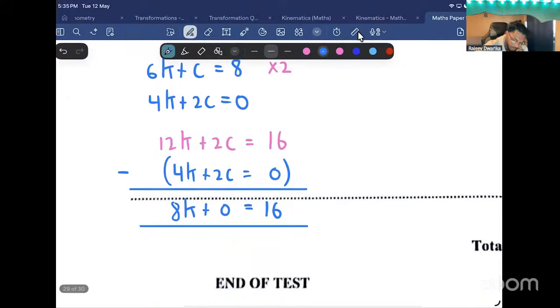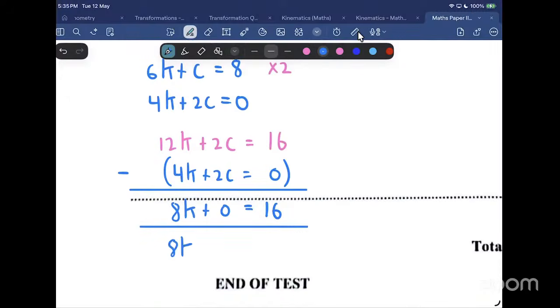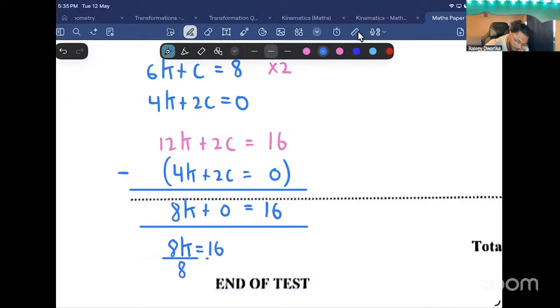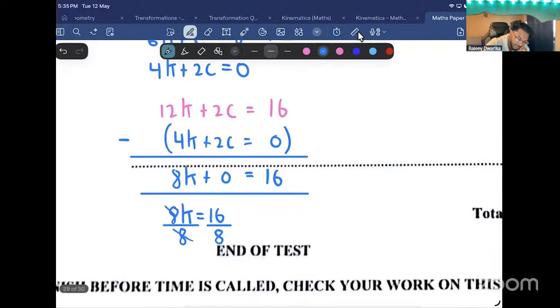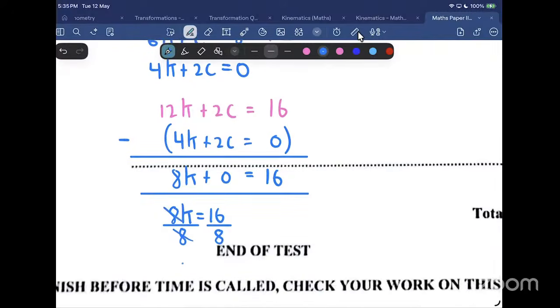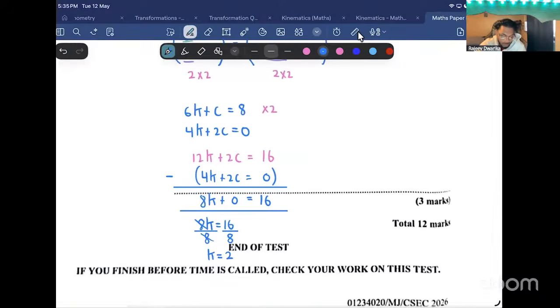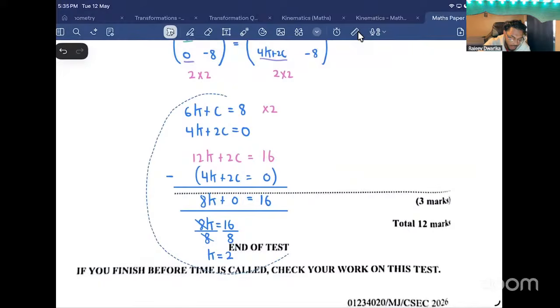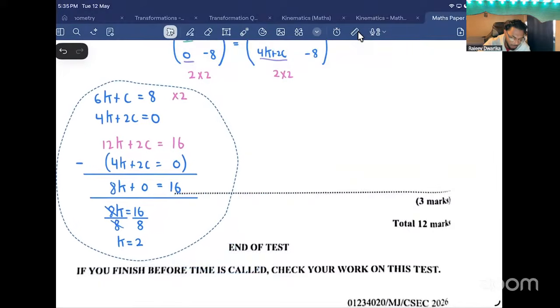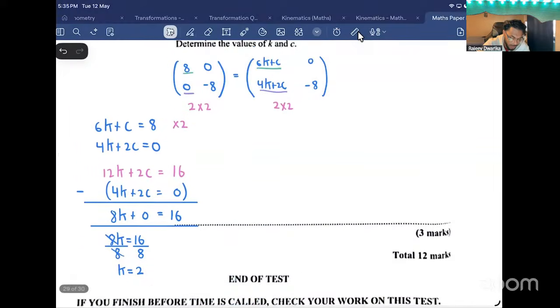And so, answer for K is what? 2. Divide by 8 on both sides. You thought you'd catch me lacking? K is equal to 2. So we have K. Now you could substitute and plug that into any equation you want to solve for C.